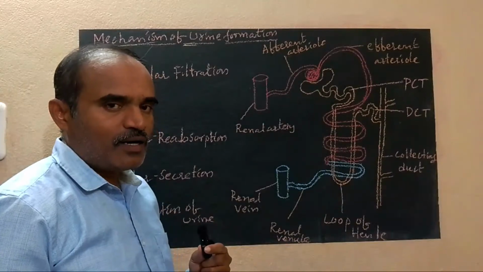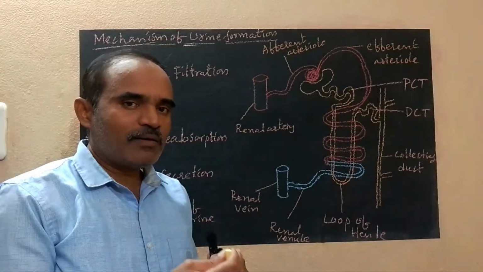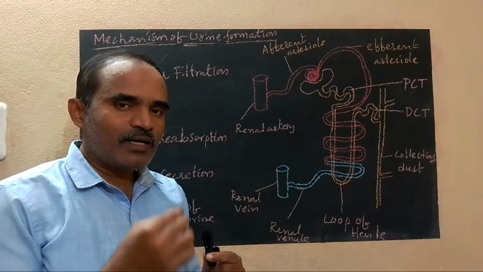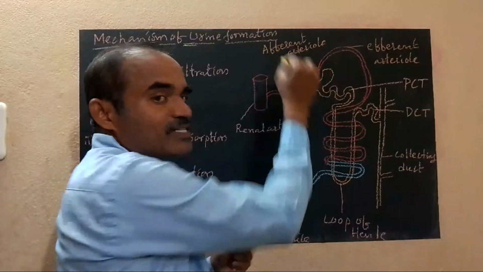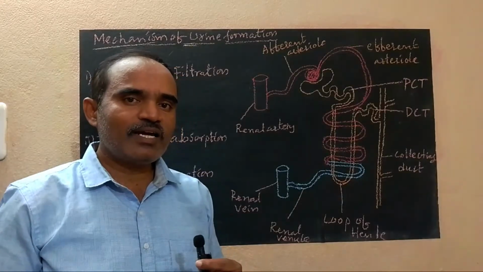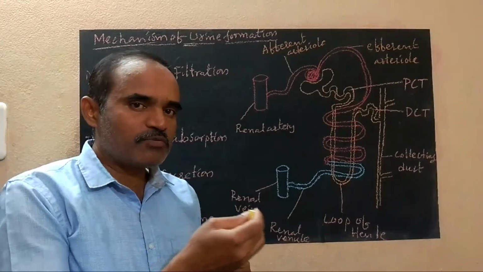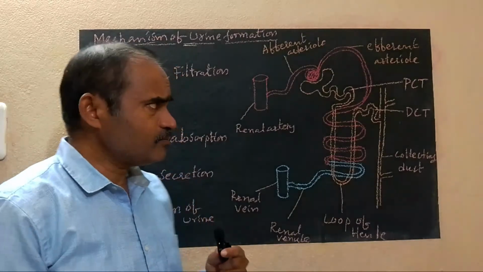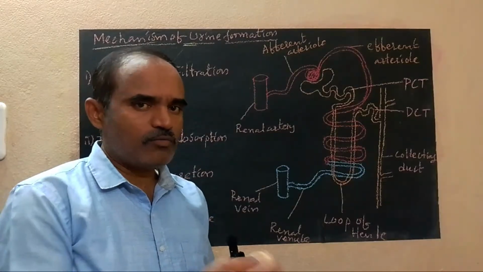Glomeruli are also called filtering units. You know that already. The glomerulus is lined with a single layer of epithelial cells called podocyte cells. They are porous and help to filter the blood. Then the blood flows into the next part of the nephron, Bowman's capsule.